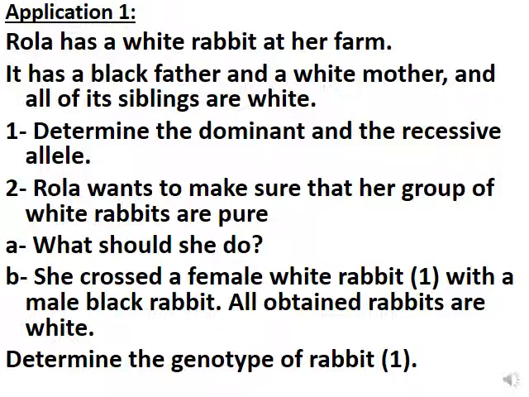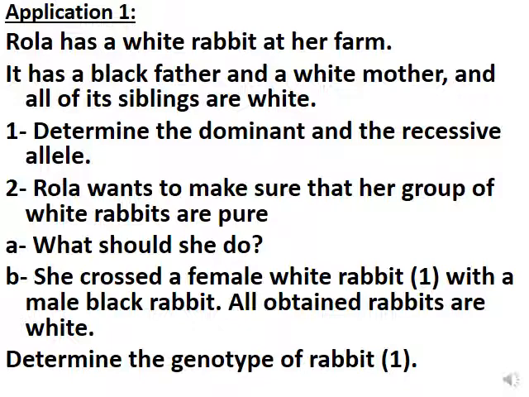Rula has a white rabbit at her farm. It has a black father and a white mother, and all of the siblings are white. So determine the dominant and the recessive allele. Since all the rabbit siblings are white, like one of the parents, the white allele is dominant over the black allele, which is recessive.